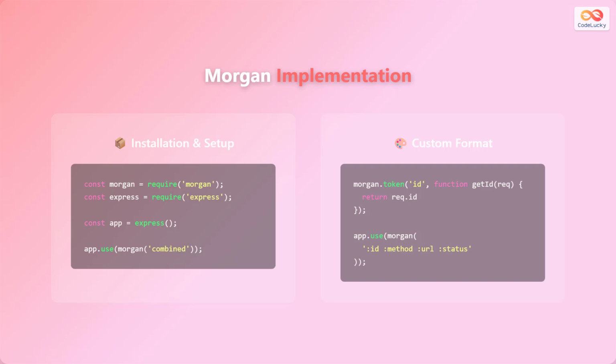Let's see how to implement Morgan. First, require Morgan in Express. Then, create an Express application instance. After that, use the app.use function to mount Morgan as middleware, specifying the desired format like combined. Morgan also allows you to define custom tokens to include additional information in your logs. The code snippet shows how to define a custom ID token and use it in a custom log format.